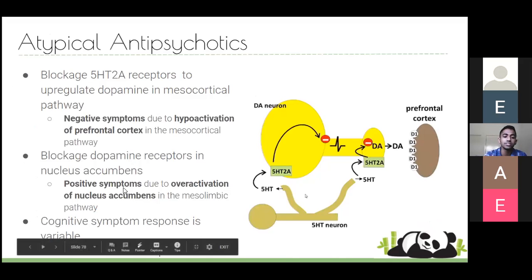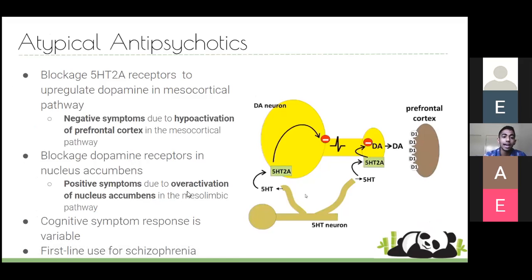So this is our positive symptoms coming from too much dopamine working in the nucleus accumbens. Our negative symptoms are mainly going to be coming from hypoactivation of our prefrontal cortex. So dopamine works in our prefrontal cortex. If we have not enough dopamine, our prefrontal cortex is not going to be stimulated as much, and that's going to lead to our negative symptoms.